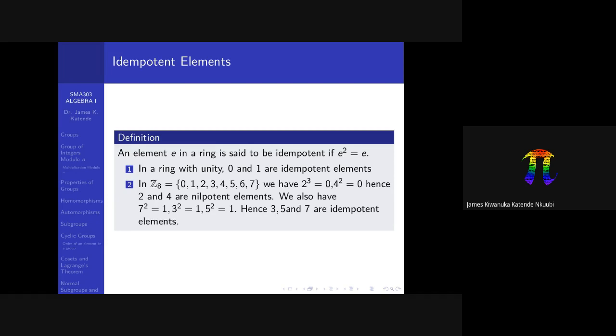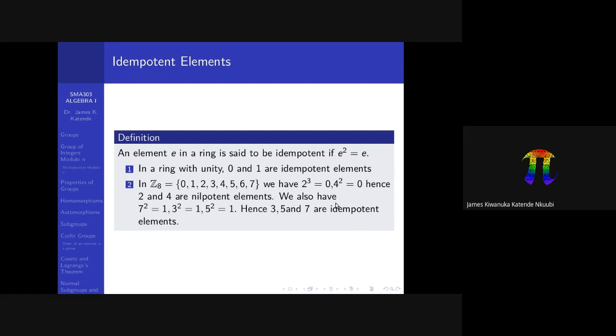So let's look at Z8 consisting of all these elements. 2 cubed means you multiply 2 by itself 3 times, but we are working modulo 8, so multiplication is modulo 8. So 2 cubed is 8, and in Z8, 8 is 0, right? The same thing with 4 squared: 4 squared is 16, which is 0 in Z8, right? So 2 and 4 are nilpotent elements in Z8.